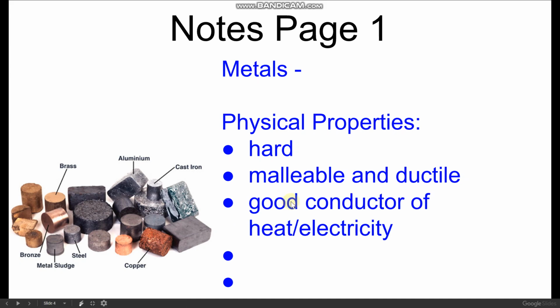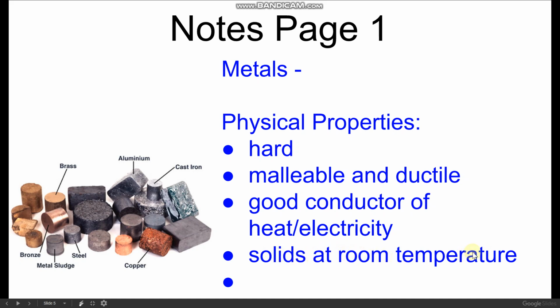Okay, so then our next physical property is that almost all metals are good conductors of heat and electricity, right? If you think about the wires in your electronics, they're always made of metal. If you think about heating up a pan on the stove, you don't want to touch the pan because the pan is made of metal and it gets very, very hot. So they're good conductors of heat and electricity.